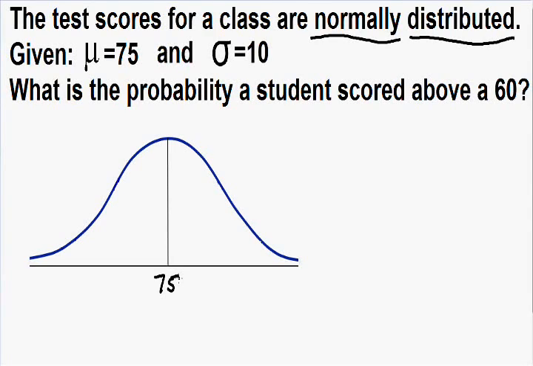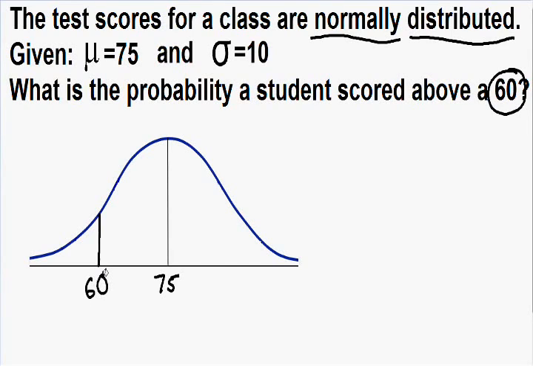Okay, so now that we've placed our average of 75 directly in the middle of the curve, let's see what this problem is asking us. It says, what is the probability that a student scored above a 60? So let's place this value of 60 on our normal curve. We know that our value of 60 is less than 75, so that means that we have to place that value of 60 below the value of 75. So we can place our value of 60 anywhere below the value of 75.